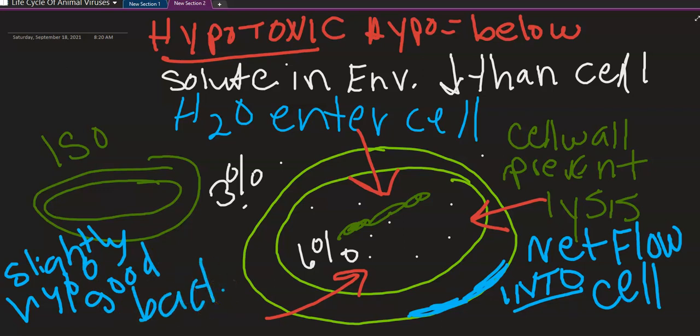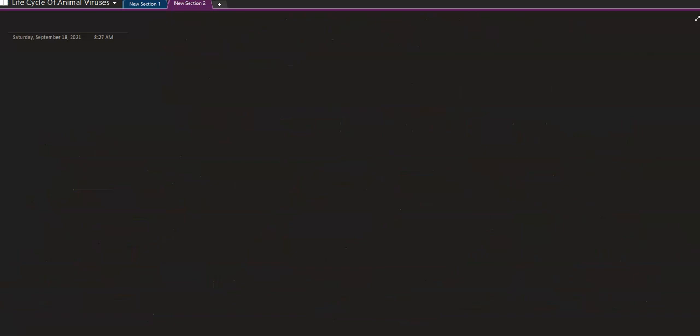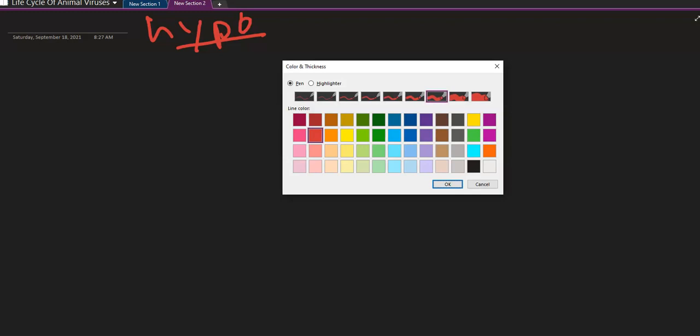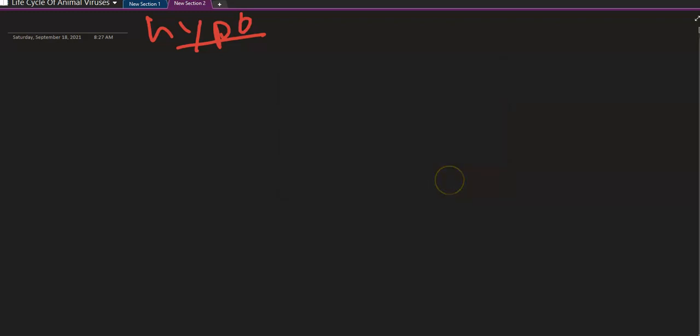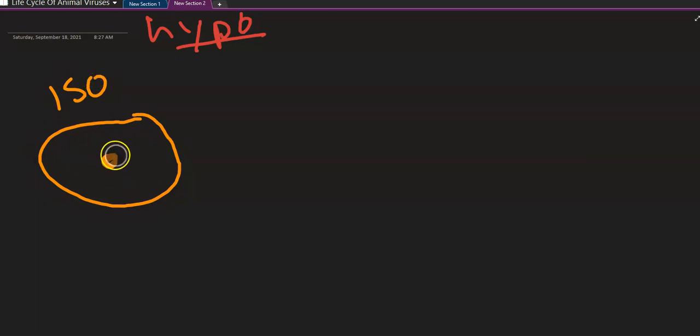All right. So let's look at the hypotonic environment for a cell without a cell wall. You're going to have the cell here. So let's draw our original. This is going to be our isotonic cell. It's our nucleus. Remember, we have equal rates going in and out. So this is going to be our hypotonic for the cell.